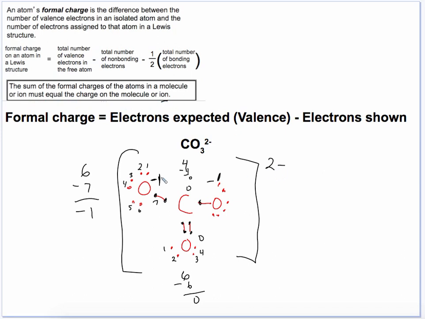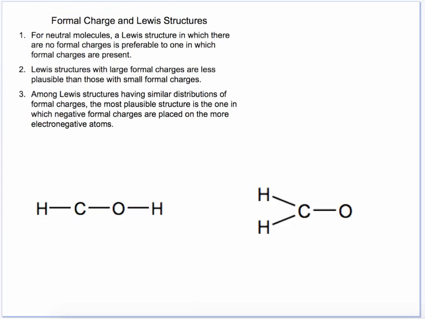Now, the rule is the sum of the formal charges must equal the charge on the ion. Okay? Look at the ion, it's a 2 negative ion. And if you take the sum of the formal charges, it also equals 2 negative. So that has to be true.